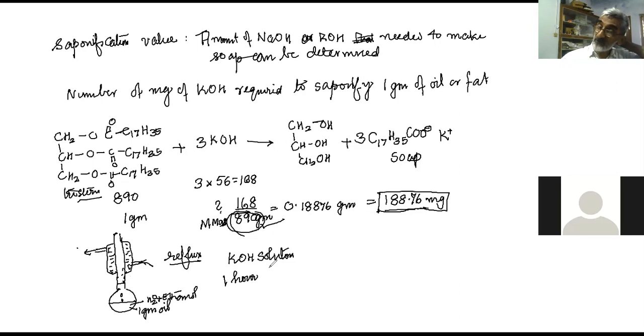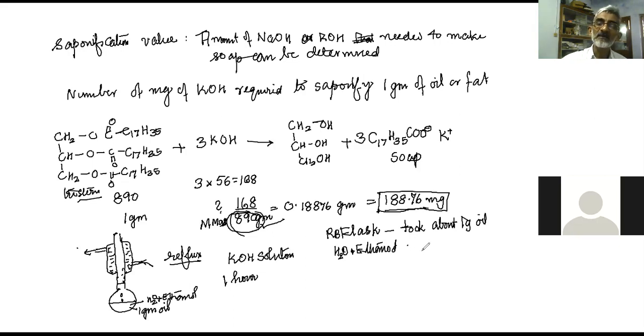Okay, so I'll repeat what we have done. Taken an RB flask, took about 1 gram of oil, add water plus ethanol, add a definite volume of standard potassium hydroxide, reflux for 1 hour.